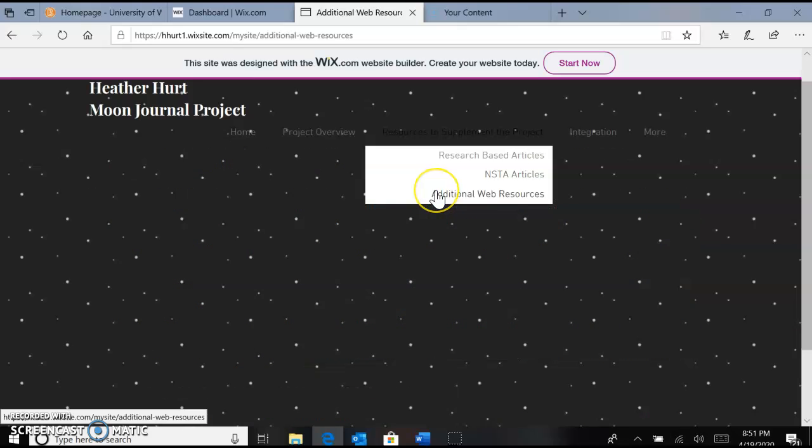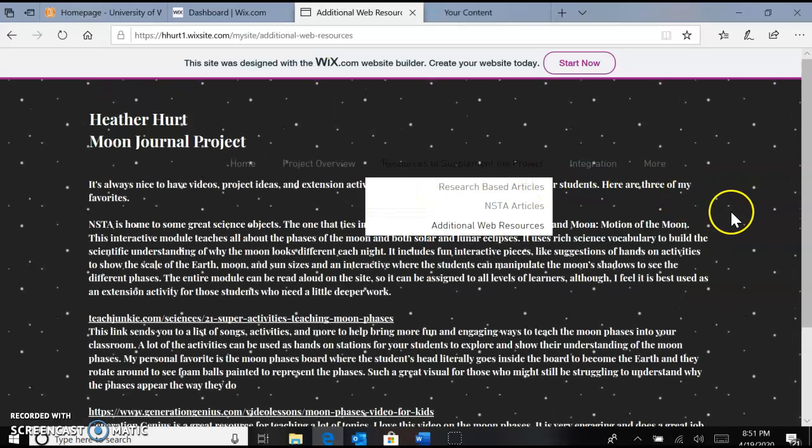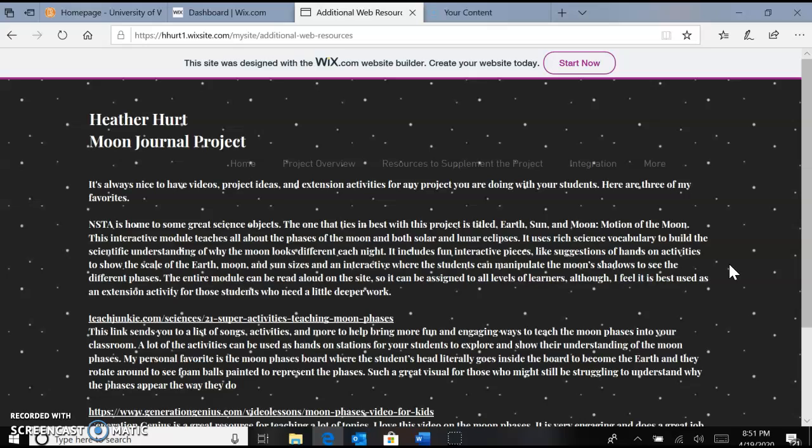All right. And then finally, for my other web resources, I talked about the NSTA science objects. I've done a few of these throughout the course of this semester, and I'm really excited to bring them into my classroom. And there is one science object that I think could tie in well with this whole moon unit, and it is titled Earth, Sun, and Moon: Motions of the Moon.